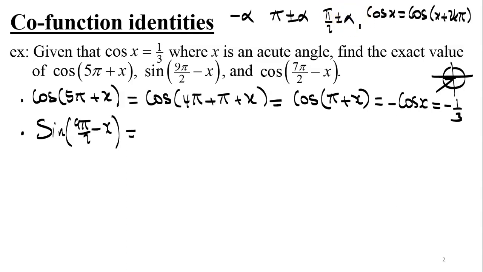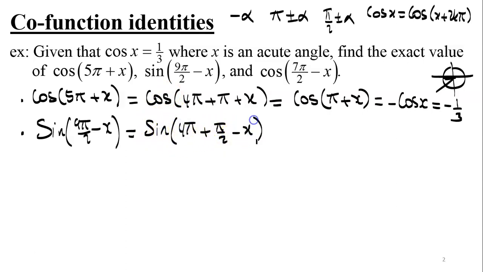Okay, however, I do have here 9 times pi over 2, so I need to bring this back in terms of one of these angles, pi over 2 plus or minus x. So over here, by looking at 9 pi over 2, we do know that 9 pi over 2 is in fact 8 pi over 2 plus pi over 2, and 8 pi over 2 is 4 pi.